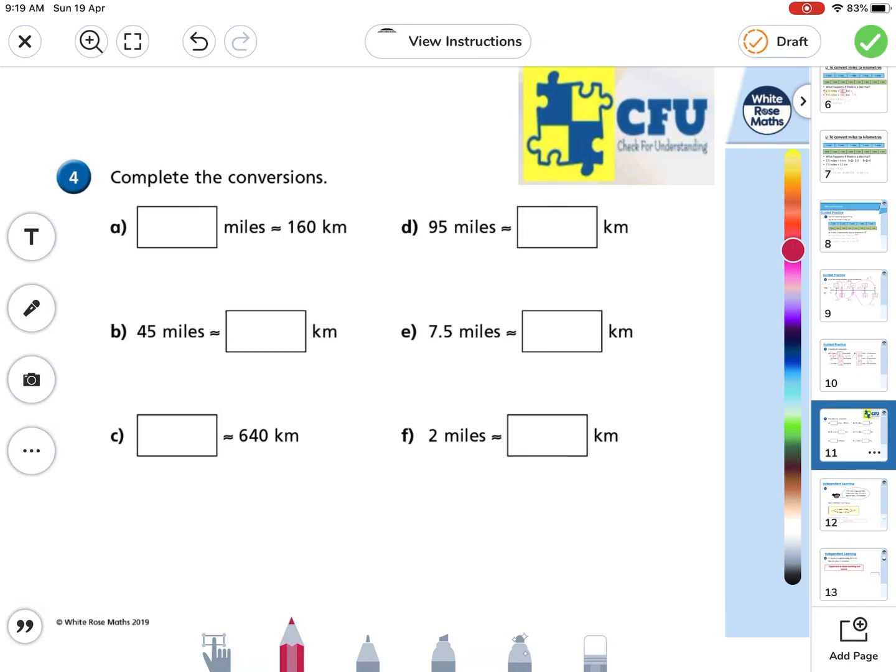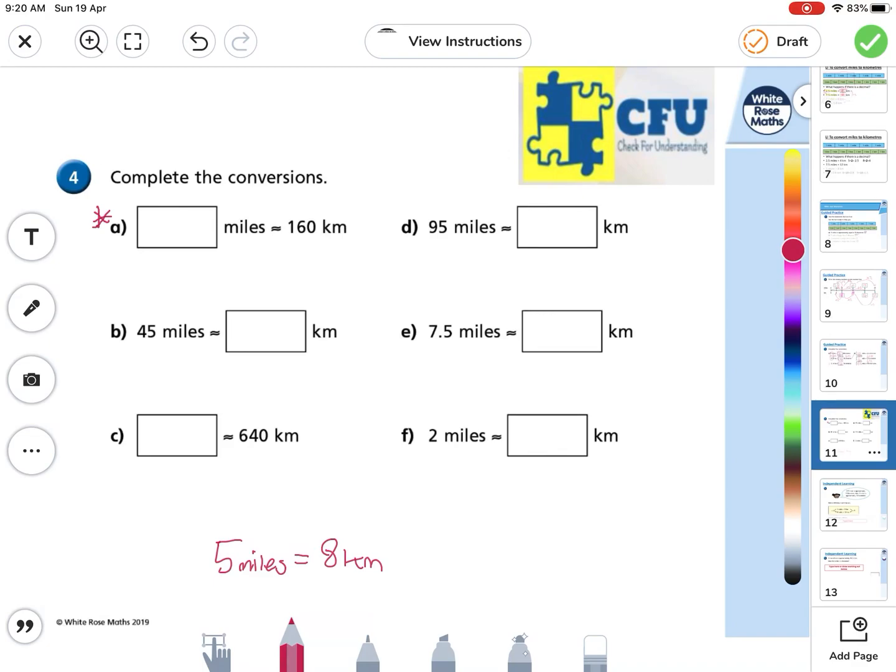Okay, similar thing here, but with perhaps trickier numbers. So let's write down so we know that 5 miles equals 8 kilometres. We can always be referring back to that. Okay, where to start? So let's start with A. That's the most sensible thing to do. I have 160 kilometres.